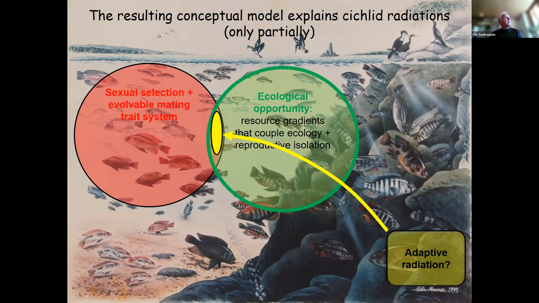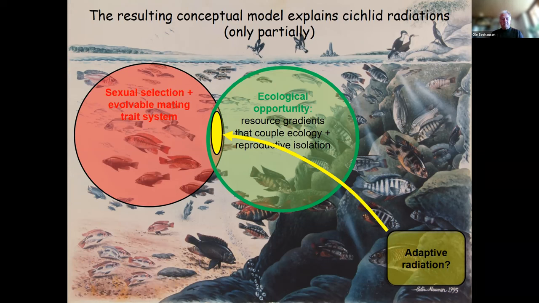So for the rest of the talk, I will build a conceptual visual model for you, a Venn diagram of variables or factors that we think are important, and ask if their coincidence matters to whether speciation happens or not. In this case, we concluded back then that sexual selection and an evolvable mating trait system on the one hand, and ecological opportunity, especially resource gradients that couple ecology with reproductive isolation, are facilitating the origin of radiations.